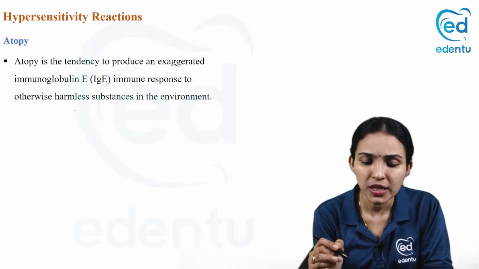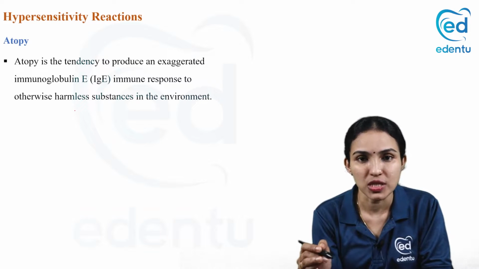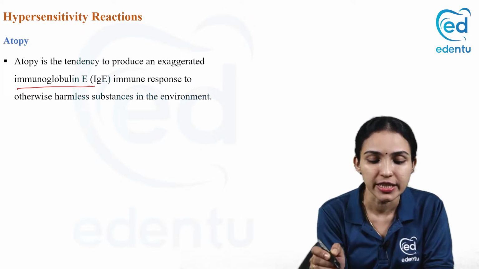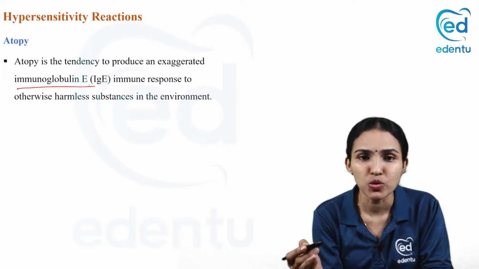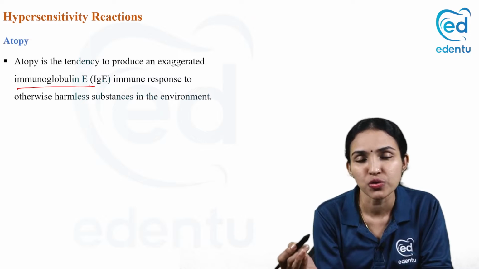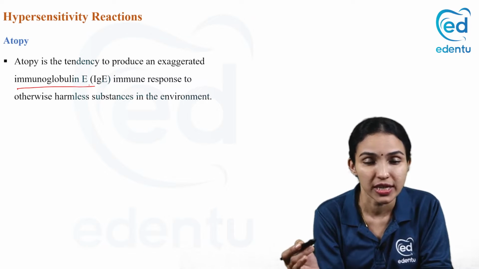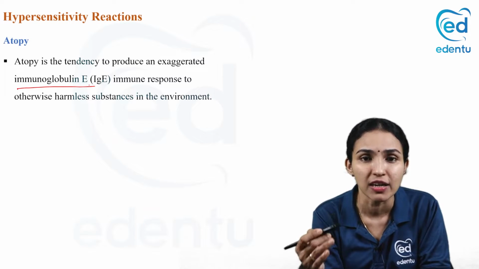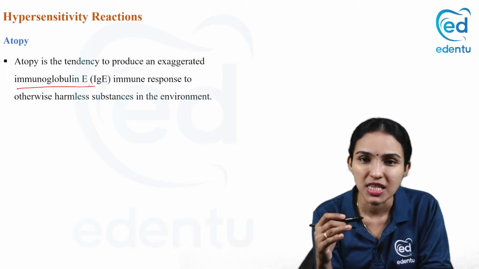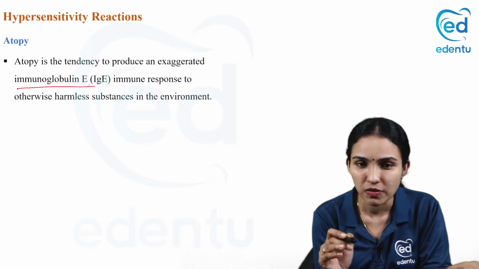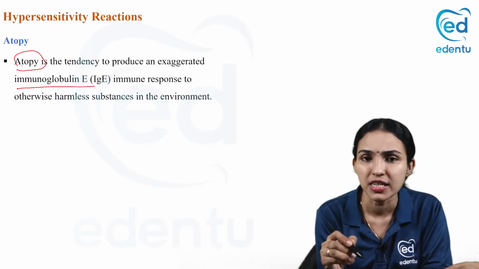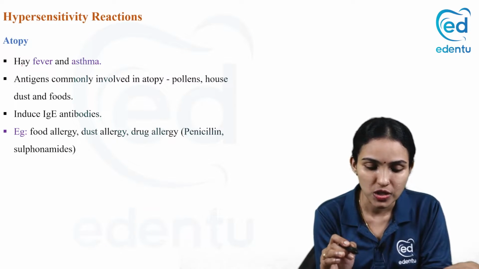So then what is atopy? Atopy is an exaggerated response. What response? Production of IgE to an otherwise harmless substance in the environment. Most of us may be exposed to dust and pollen and so on, but most of us don't elicit any exaggerated reaction, while some will have an increased response. This is because they produce an exaggerated IgE to otherwise harmless substances. So with atopy, always remember, it's not a fatal condition. It's confined to certain regions or organs.